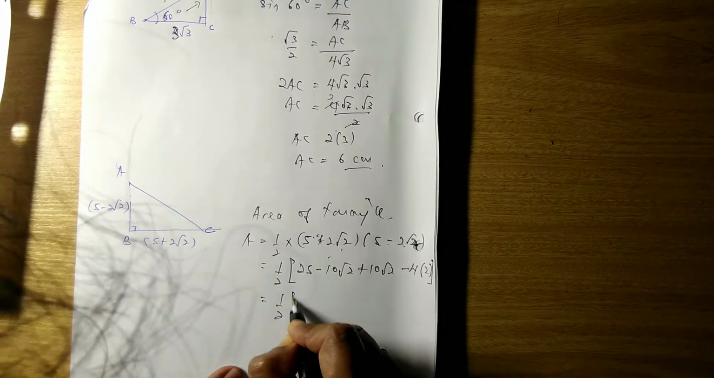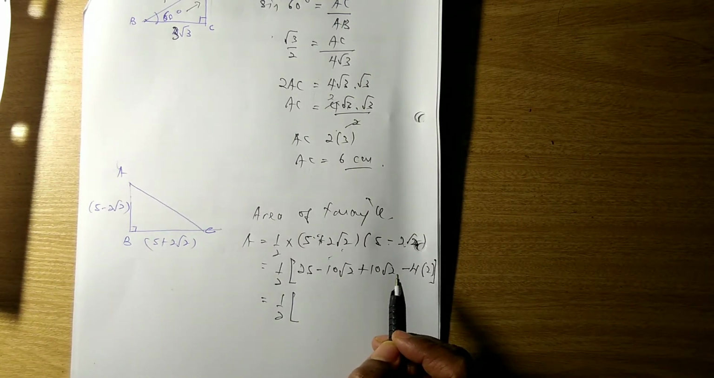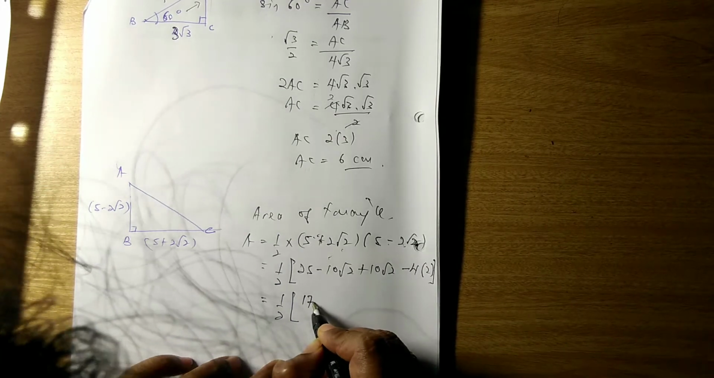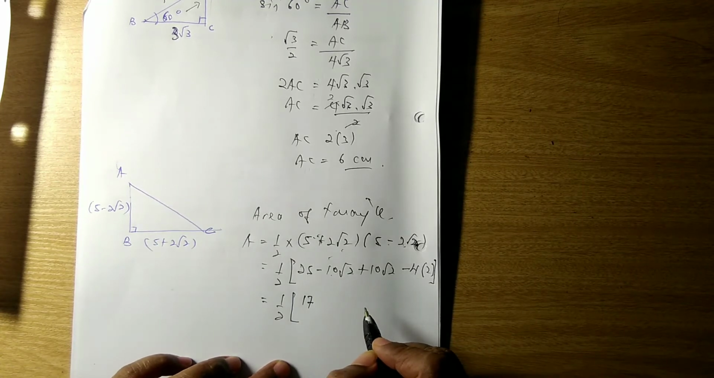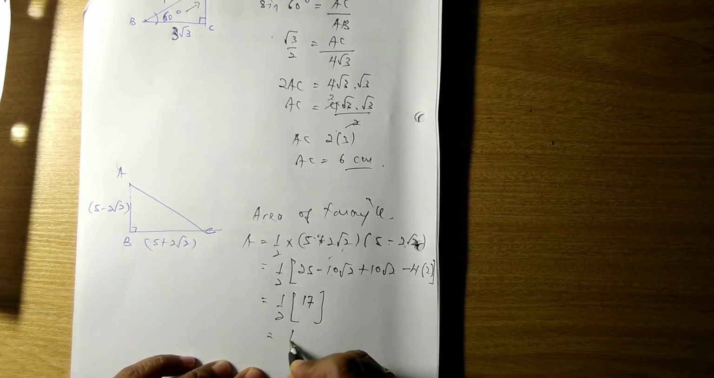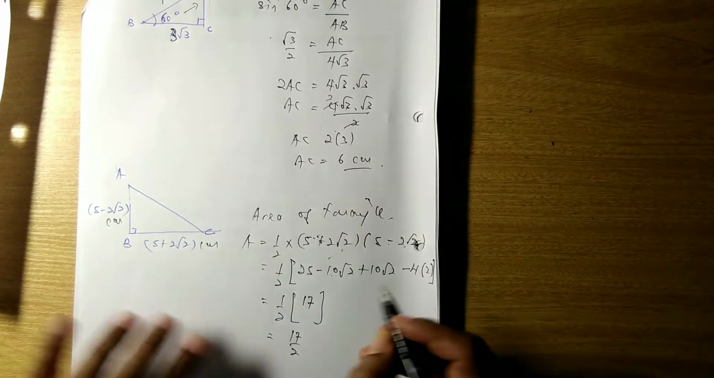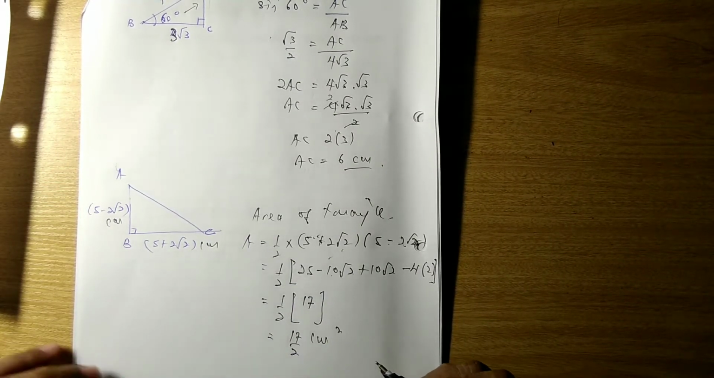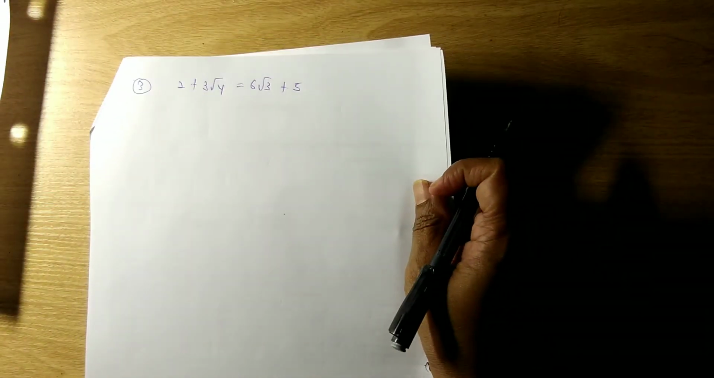So this becomes half. 25, we minus 8, 17. This and this will cancel out, so we actually get 0. So the answer is 17 over 2. If it's in cm, it's in cm, so this will be cm squared. One more question.